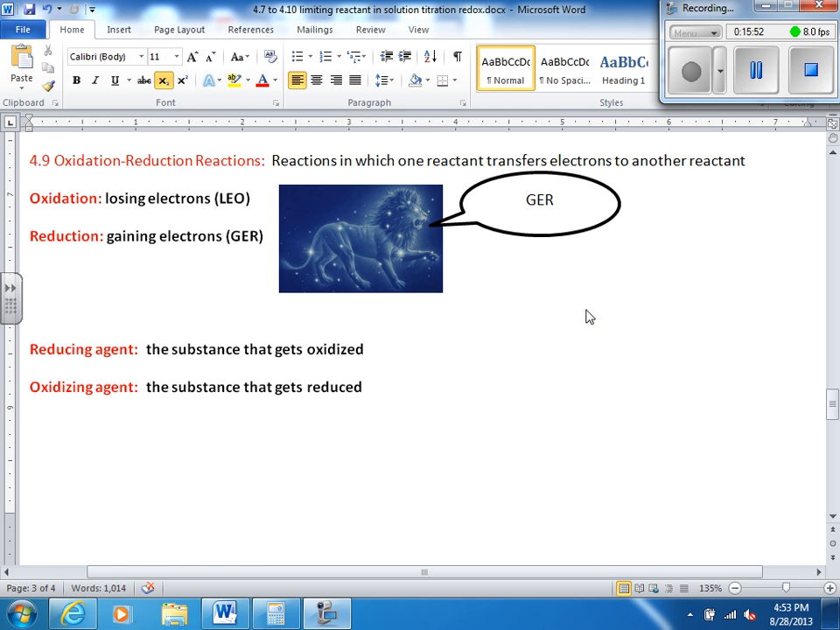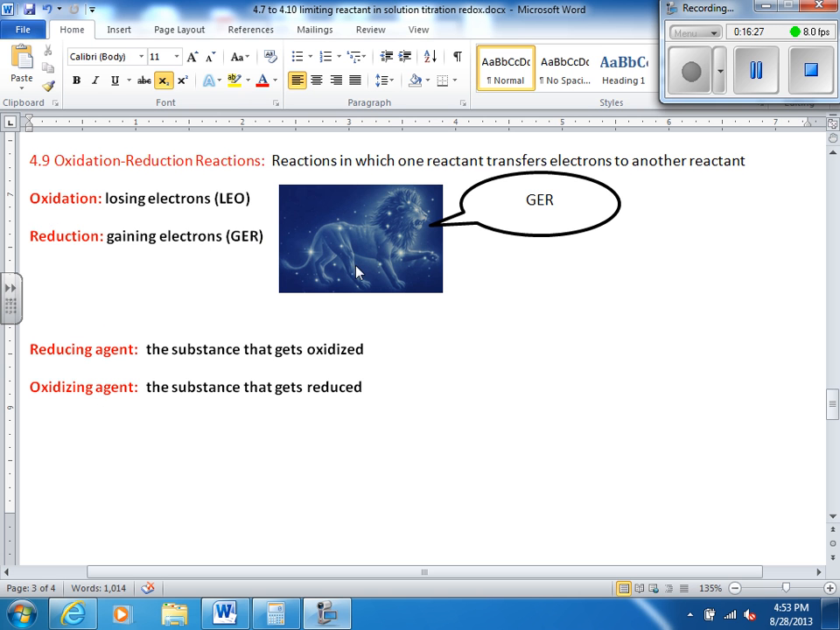You may remember this from last year. Losing electrons is oxidation, gaining electrons is reduction. Oxidation-reduction reactions are reactions where at least one electron is transferred from one substance to another. Those would be the reactants. The reducing agent is the thing that gets oxidized, because it is reducing something else if it gets oxidized. The oxidizing agent got reduced, and it does that by oxidizing somebody else. So it's the agent that oxidizes.